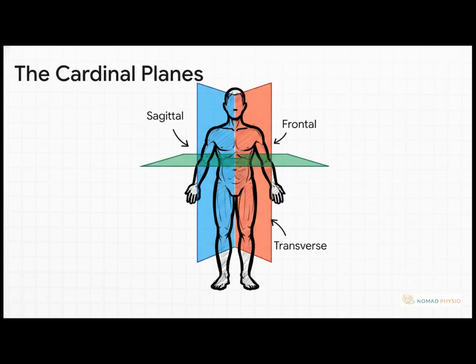The sagittal plane divides the body into left and right, and it's where your front-to-back movements happen. The frontal plane divides you into front and back. That's for all your side-to-side movements.